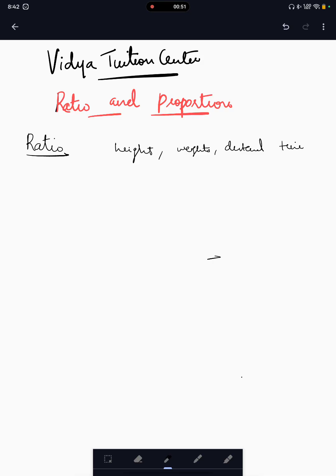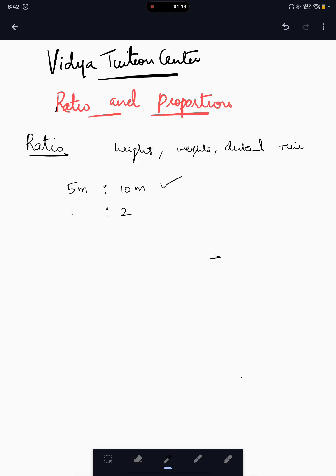In case I say 5 meter is to 10 meter, this is a ratio, two dots. Yes, we can compare the two quantities. So it is like 1:2 that we can tell. In this way it will be 1:2.